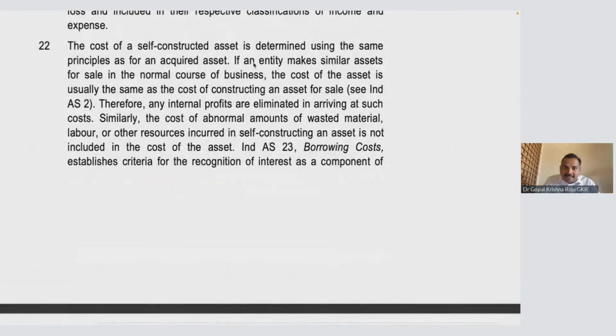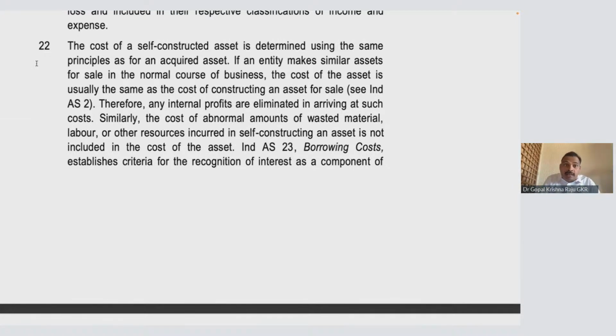So, if an entity makes it self-constructed, that means I don't buy outside. For example, in Ashok Leyland, they will make tools. Tools means it is actually a machine. They don't buy machines from outside. They are all engineers there, so they have a lot of material there. They themselves will take all the material, prepare a drawing, and develop a robot. They'll develop a machine. Then what is the cost of the machine?